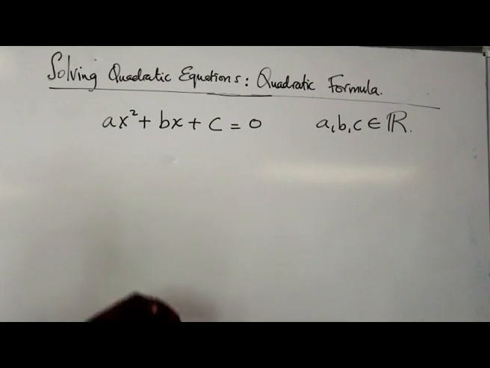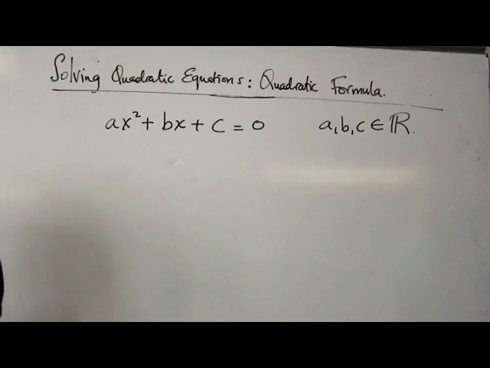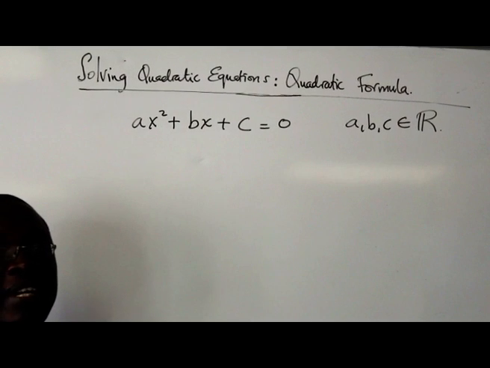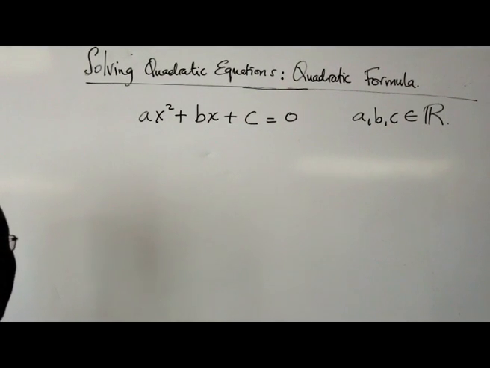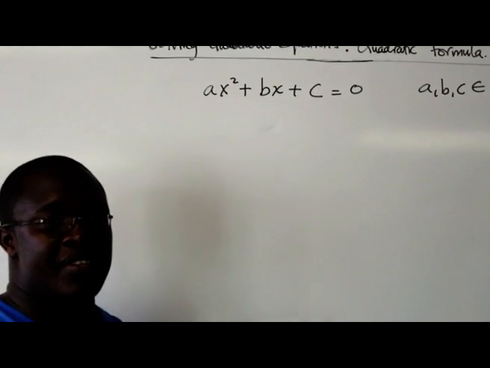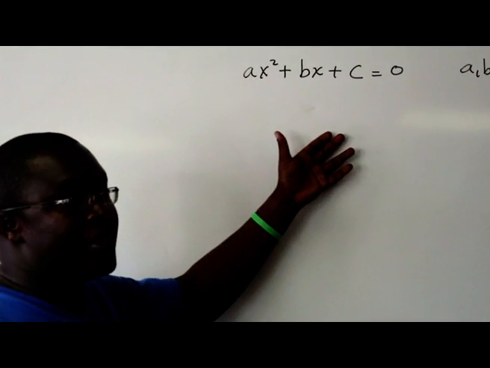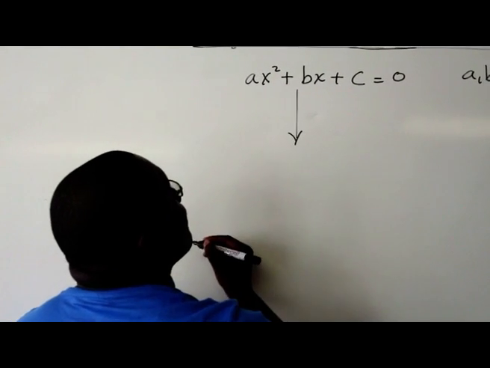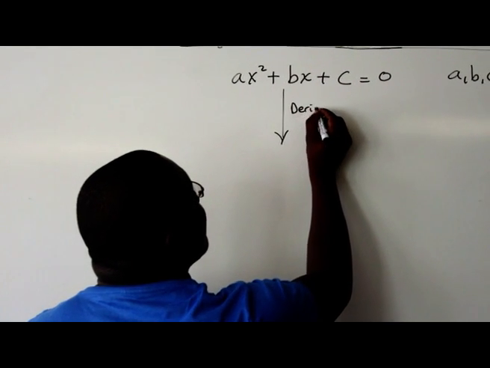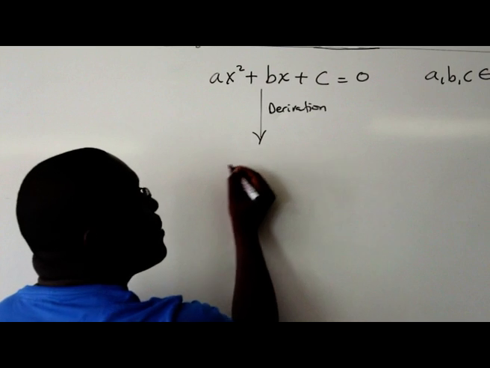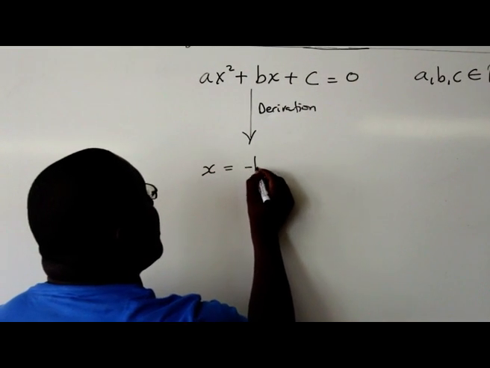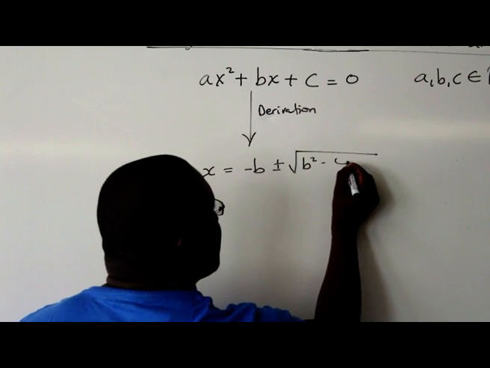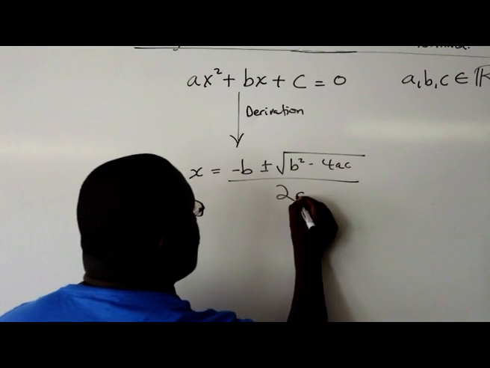Now, I could show you how to derive the formula from the general form using completing the square, but I won't dwell much on that. We're going to look at how to use the quadratic formula to substitute and solve equations. So, skipping the derivation and going straight to the formula, it states x is equal to negative b plus or minus square root b squared minus 4ac, everything over 2a.